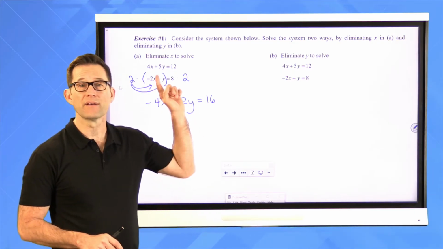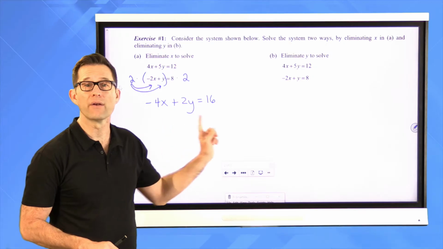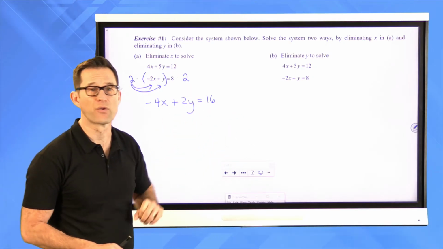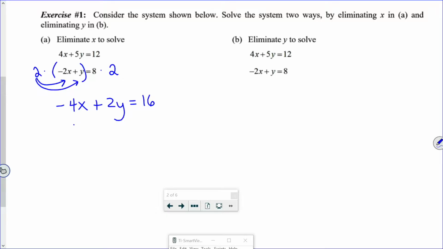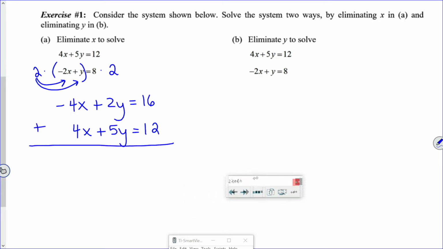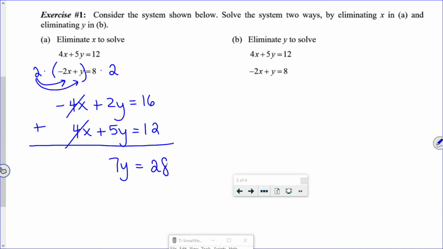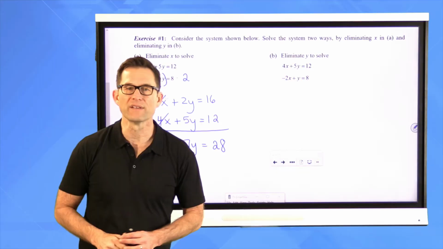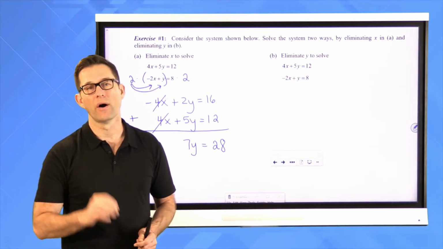What I'm going to do now is take the first equation and write it right underneath this. It doesn't really matter which one goes first and which one goes second. I'm going to write it down as 4x plus 5y is equal to 12. I now can add these two equations, and when I do, the negative 4x and the positive 4x cancel. They're equal to 0. On the other hand, 2y plus 5y is 7y, 16 plus 12 is 28, and notice the beautiful thing that's happened now. The x's are gone.